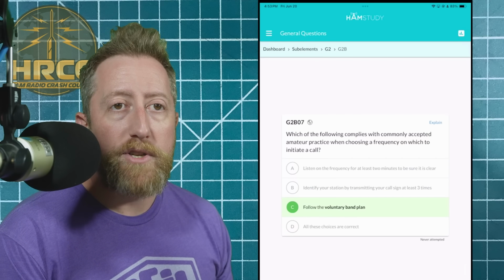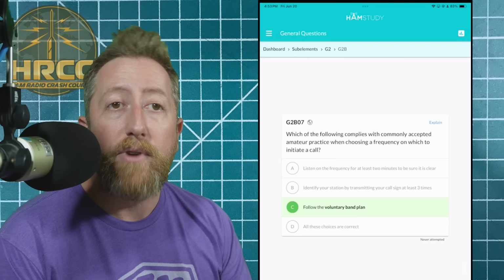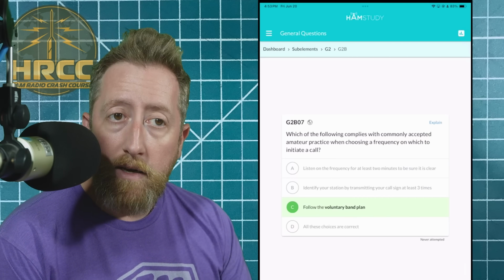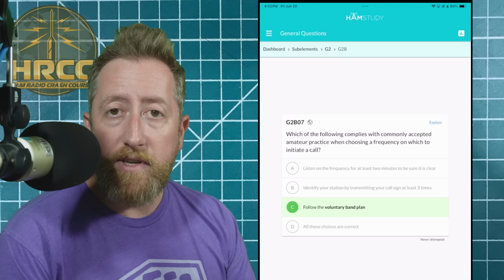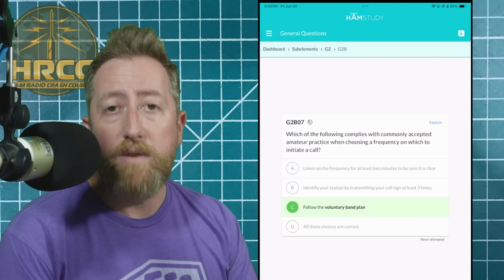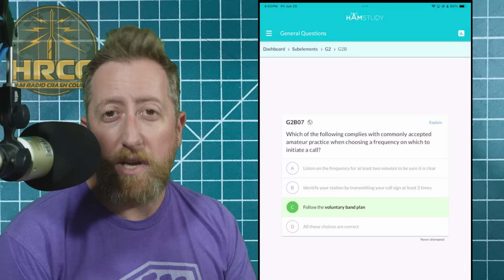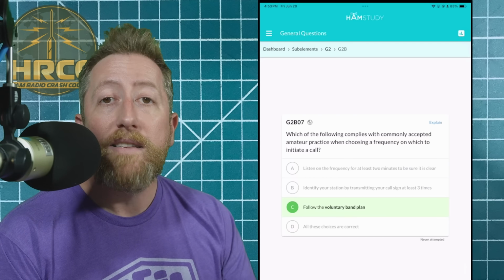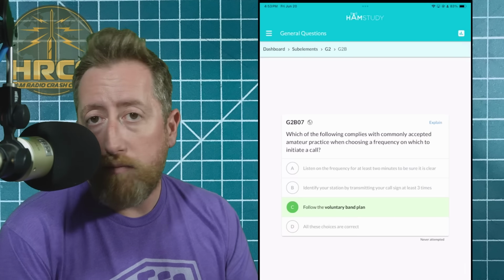Number 7, which of the following complies with commonly accepted amateur practice when choosing a frequency on which to initiate a call? C, follow the voluntary band plan. If you were listening to sub-element 1, we talked about repeaters briefly and how they exist in the higher portions of the 10-meter band. And largely the reason they're there is because it's a voluntary band plan that we've all agreed to use that way.